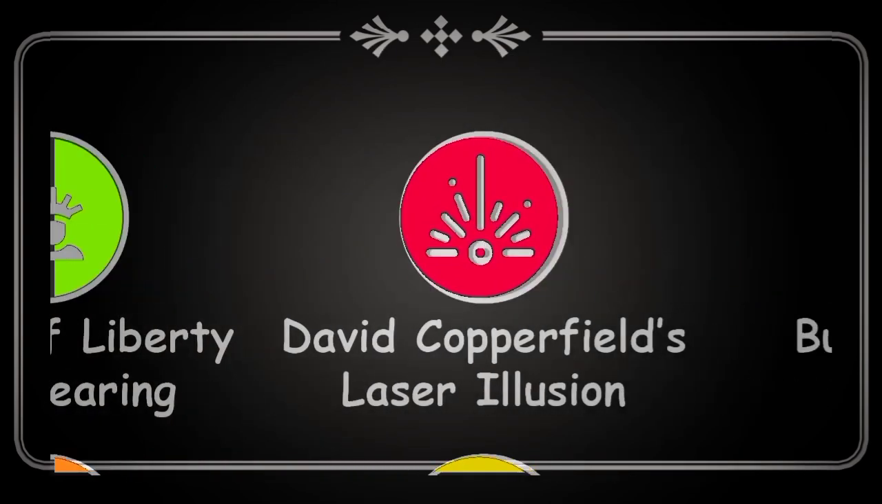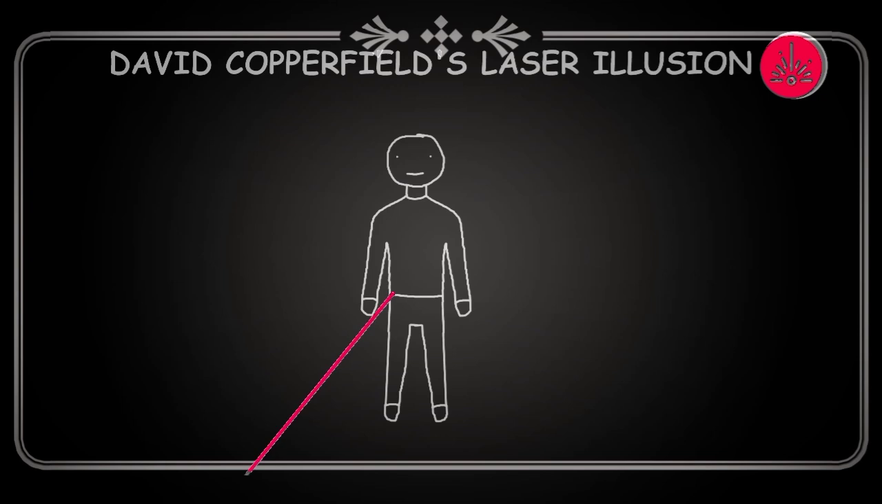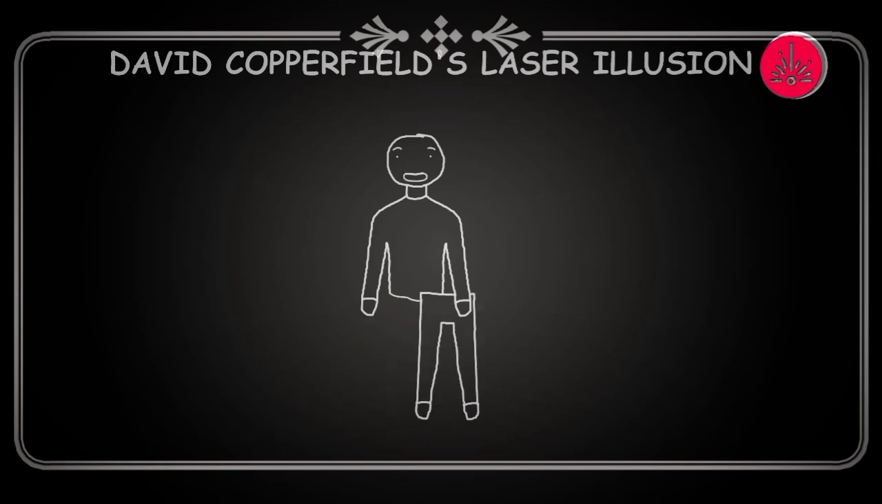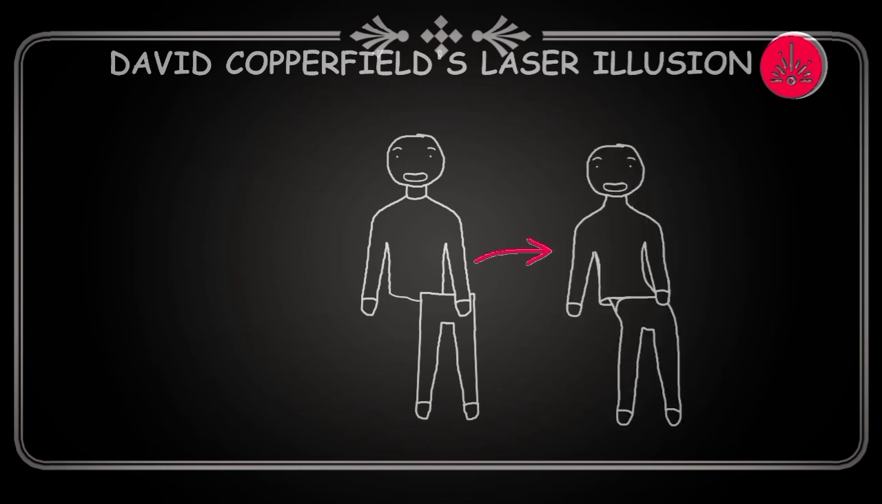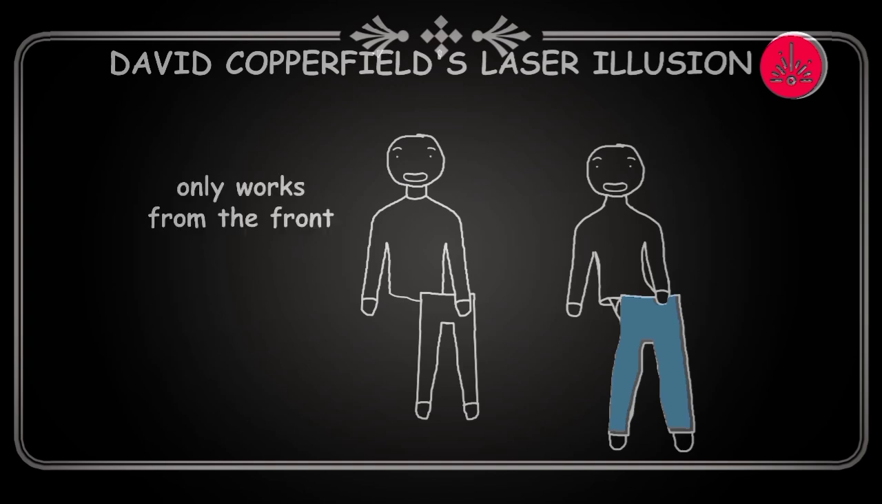David Copperfield's laser illusion. This is a laser illusion where lasers seemingly slice through his body, creating the illusion of his body getting cut in half and him holding his lower half. He achieves this by getting into an awkward stance and holding a pair of fake legs in front of him. The illusion only works from the front, and it is easily noticeable from sides or back.